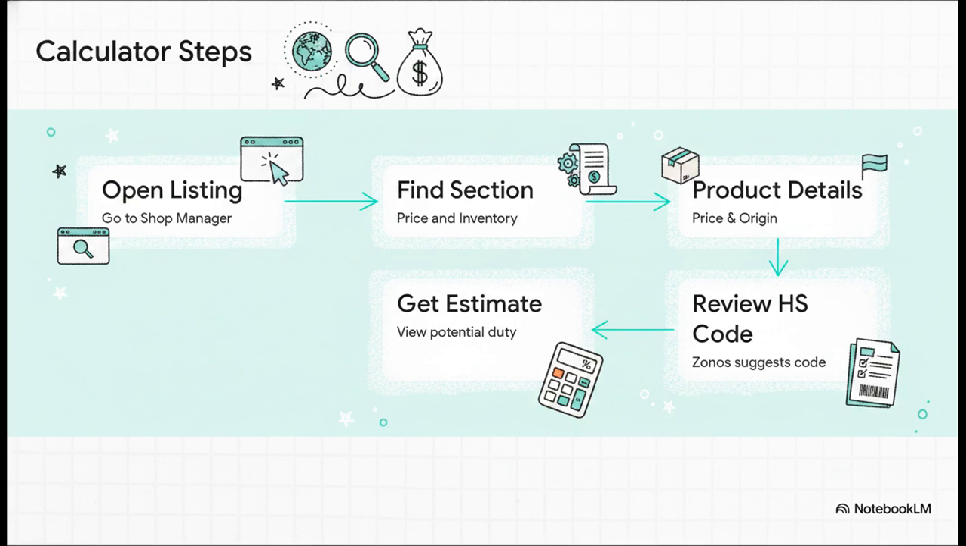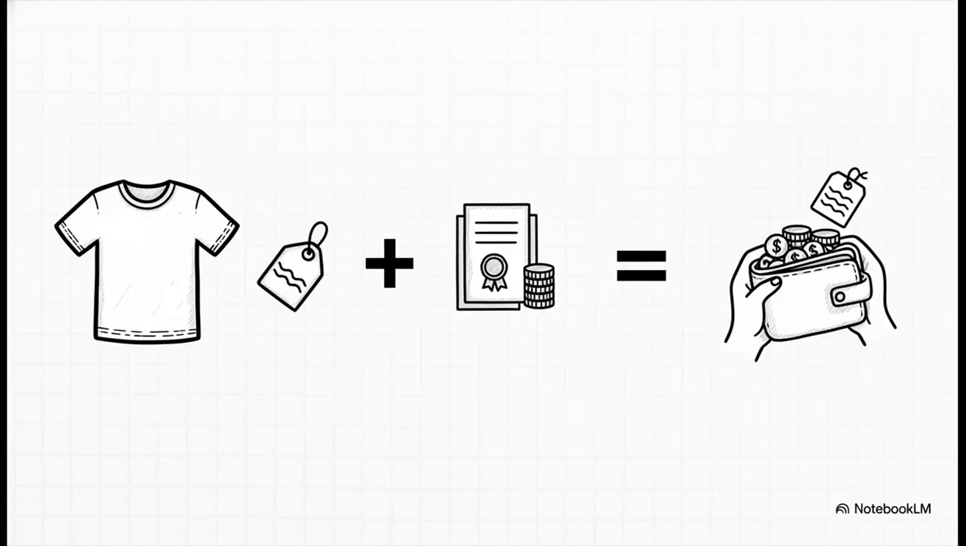Boom! Done. Let's look at the simple math this calculator generates. Say you're selling a cotton t-shirt originating from India for 25 bucks. The tool might estimate an import duty of $3 based on the code. This means it predicts the final landed cost for your US buyer will be $28. Just like that, you suddenly have total visibility into exactly what your customer's wallet is going to experience.